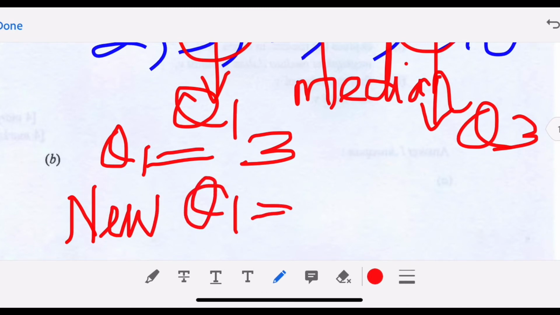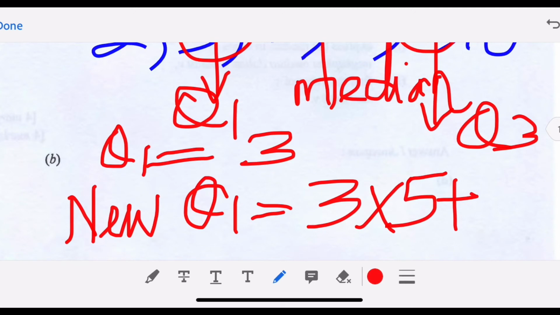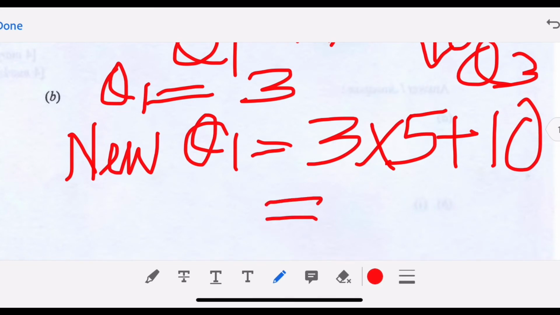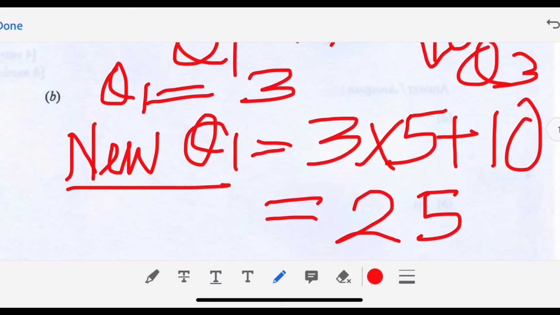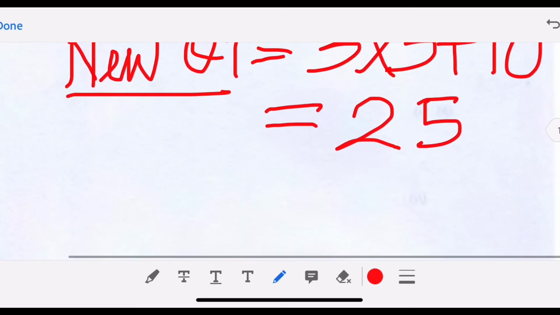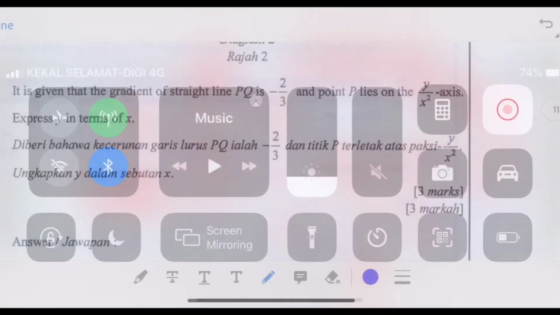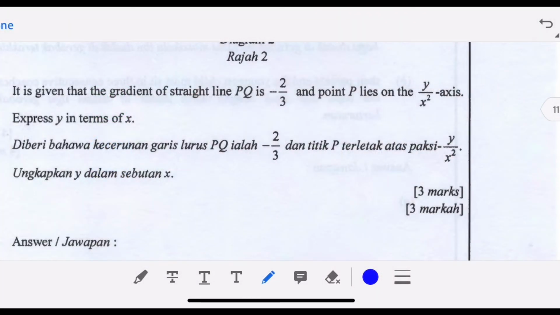5, and then plus another number, so it will follow the first quartile, because it's not the interquartile. So you have to add the number you add in, so it's 3 times 5 plus 10, so the answer should be 25, right? If they ask for the interquartile range, then it's not affected by the number you add. Alright, so that is the answer for the first quartile after you multiply by 5 and add 10.